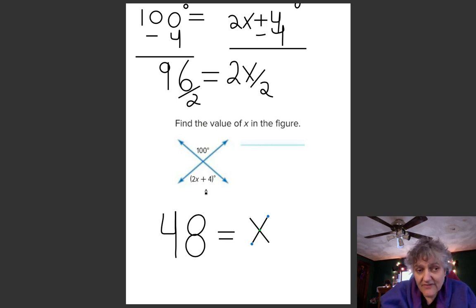And we could solve this again. We could plug that in, and we would find that we are correct, that 2 times 48 is 96, plus 6 more gives us 100. 100 is indeed equal to 100.